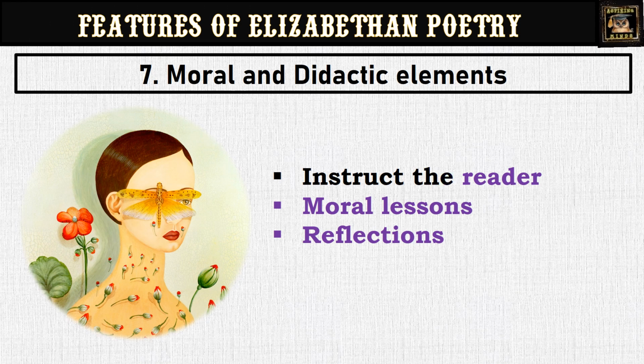The last feature is moral and didactic elements, that is, Elizabethan poetry often included these elements aiming to instruct the reader. The poets used narrative allegories, moral lessons, and philosophical reflections to convey the ethical principles, the rules, and the complexities of human nature. They wanted to impart, to teach the reader through their works.